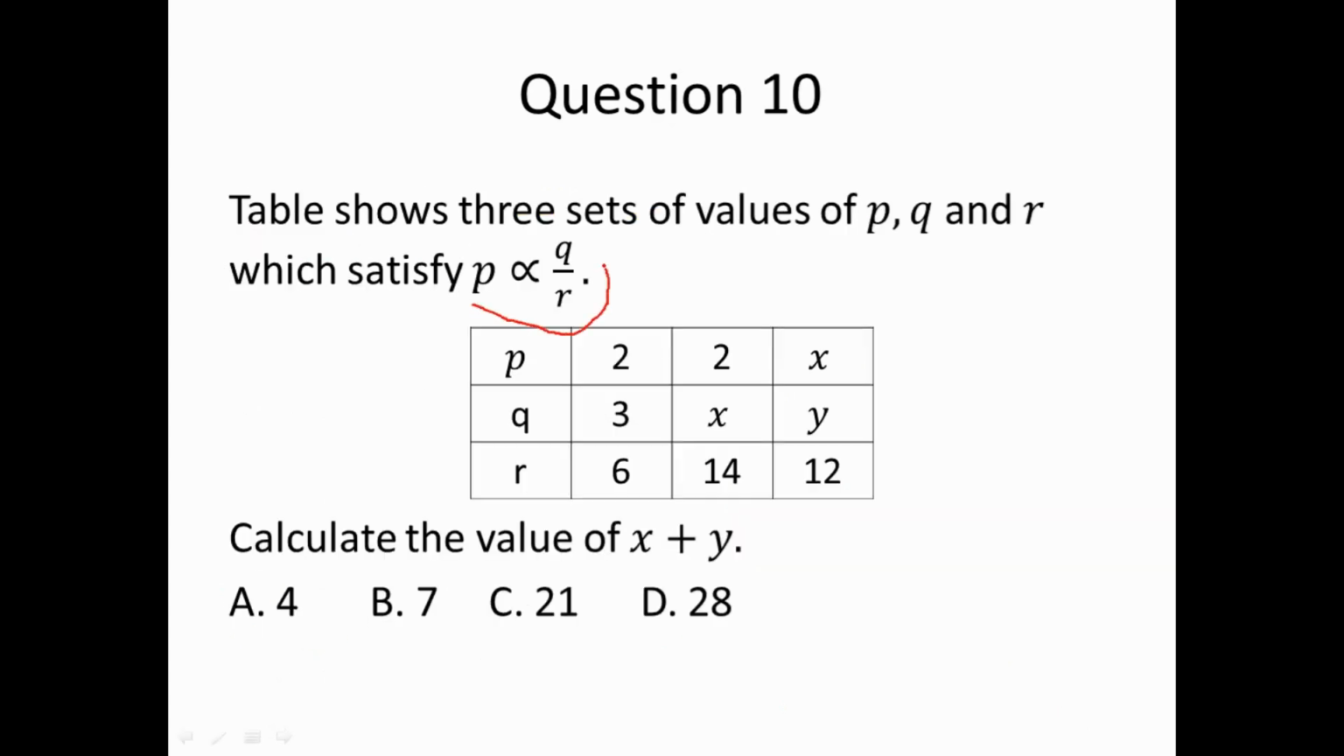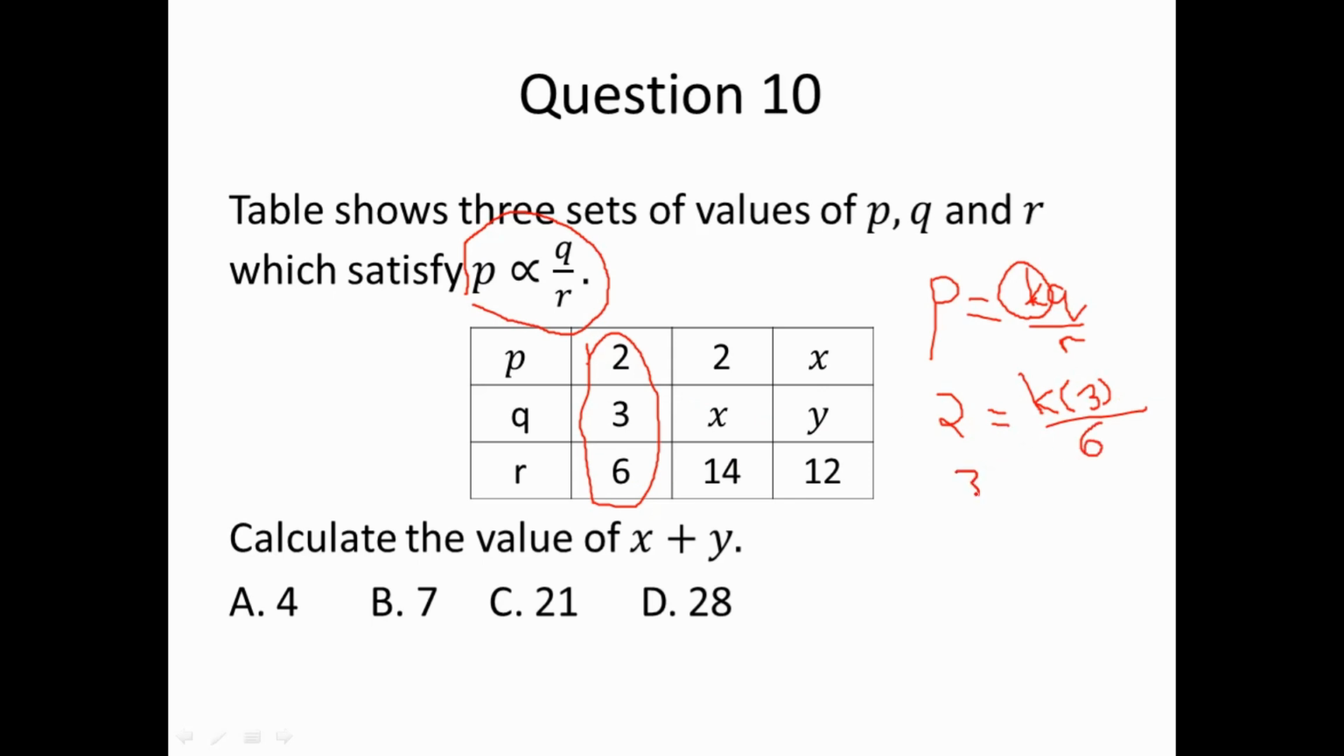Number 10. The relation is given: P varies directly as Q and inversely as R. So the equation will be P equals kQ over R. Same thing, we have to find the value of k first. Use the first pair of P, Q, R: P equals 2, Q equals 3, and R equals 6. So 3k equals 6 times 2, 12. So k equals 4. Put back the value of k into this equation, so P equals 4Q over R.